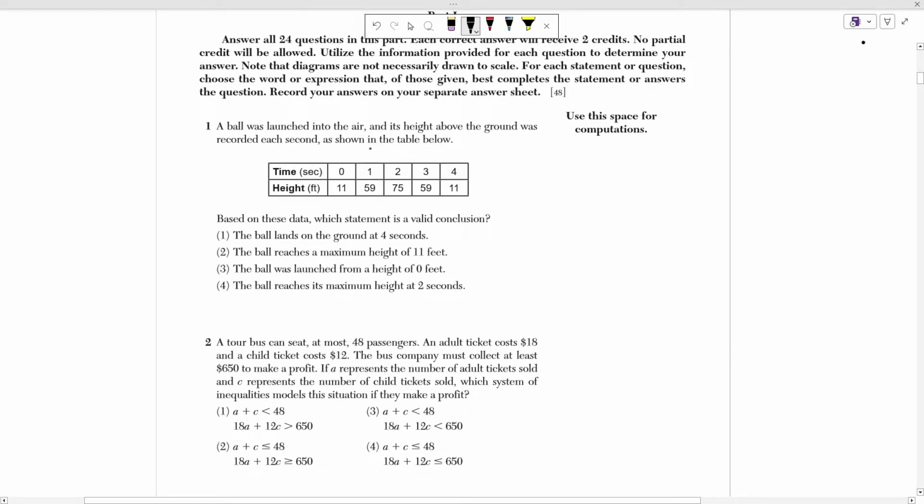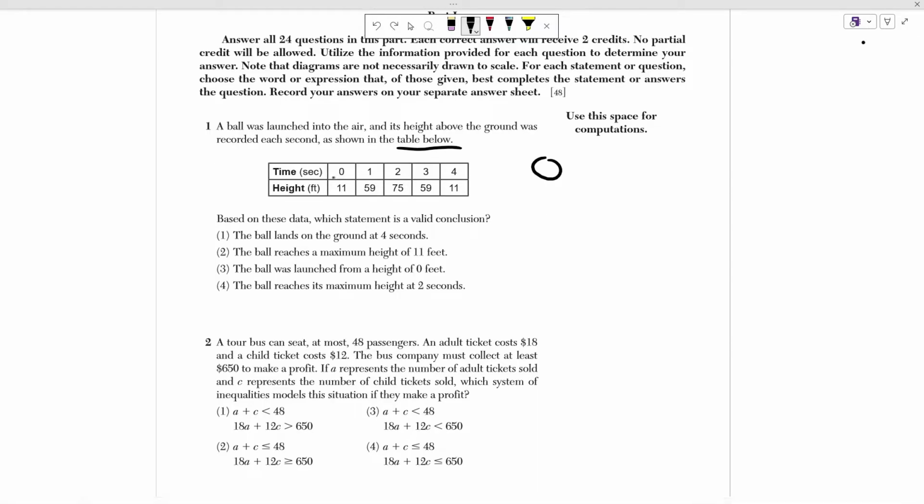into the air and its height above the ground was recorded each second as shown in the table below, okay? So we have some guy throwing a ball into the air, and it follows some sort of path, right? And this table represents the ball's path. Specifically, it represents the ball's height, how far it is above or below the ground, based on the time that it was thrown, right?